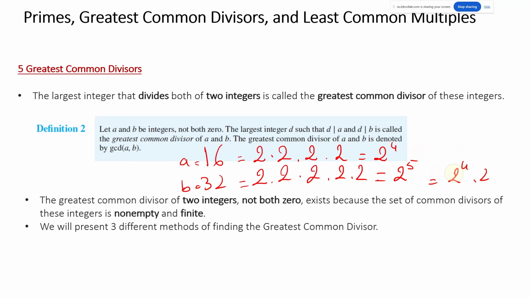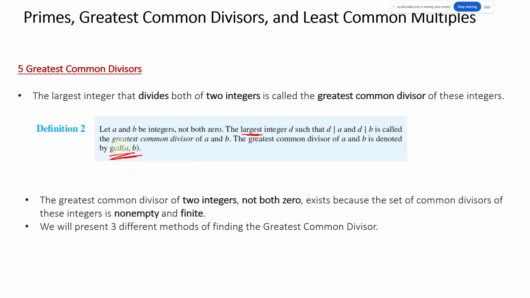Why am I writing it like this? Because I would like to find the biggest common divisor between the two, and the biggest common divisor between the two is 16. Not 8, not 4, not 2, even though 2 divides both, because I'm not looking for any integer that is dividing the two. I'm looking for the largest, the biggest one. So that's very important. This is what the greatest common divisor, GCD, stands for: the largest integer such that it divides the first number, and it divides the second number.